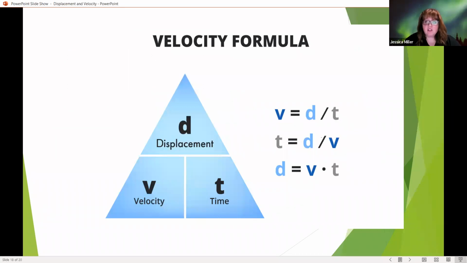All right, you might want to take a moment and pause this to write all of these equations down. There's really just one main equation, and that is velocity is displacement divided by time. But of course, we've seen a triangle like this before when we looked at density. This triangle helps us keep all of our ratios organized. This solves for velocity, this solves for time, and this solves for displacement. That's really all you need for velocity. Let me know if you have any questions.